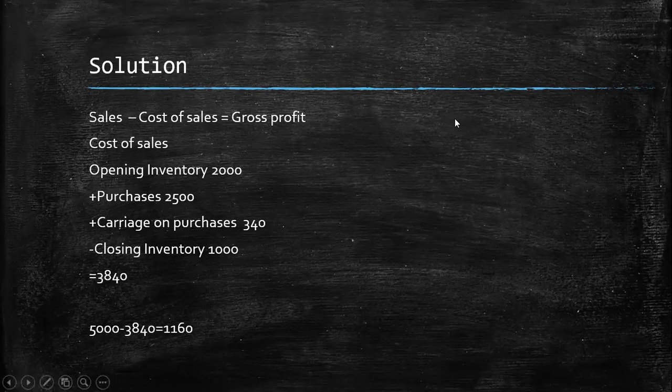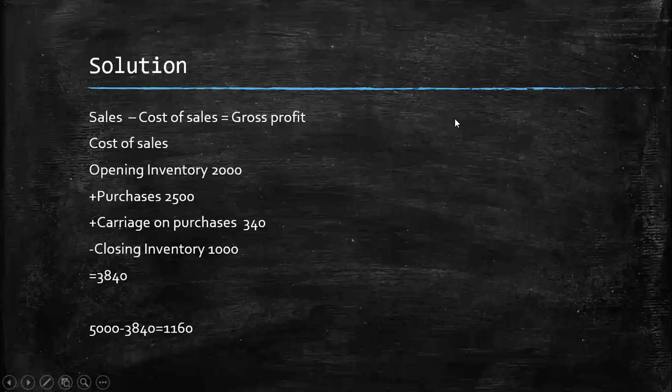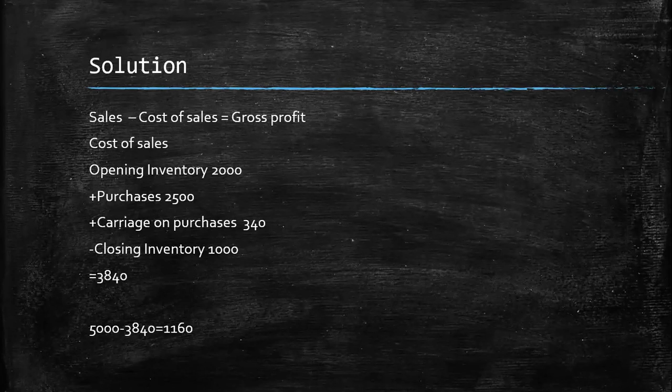It's the same as consumable stores on hand. When you consider the amount of consumable stores on hand, it means you are decreasing your expenses. And when you decrease your expenses, it means you are increasing your profit. You see in this solution, the closing inventory of 1,000 is subtracted.